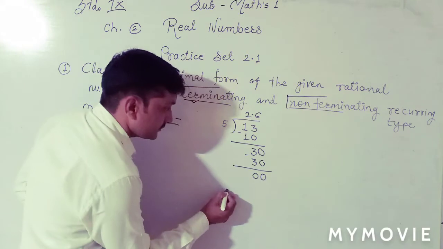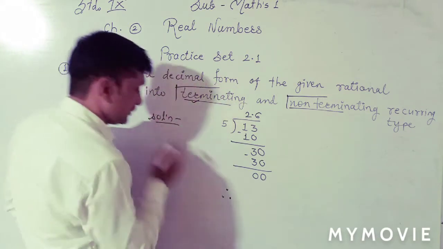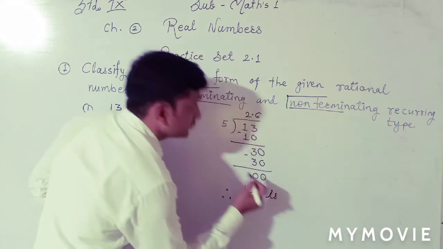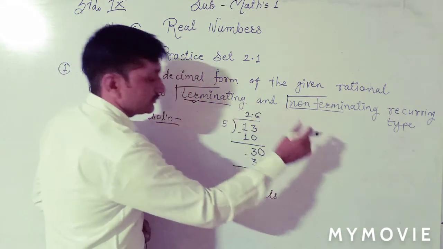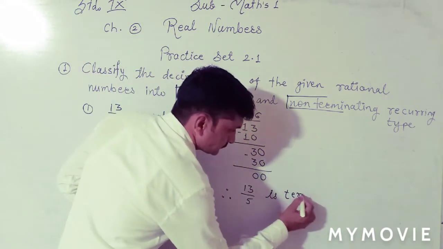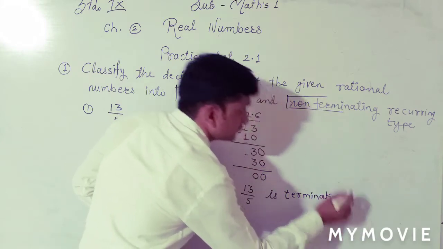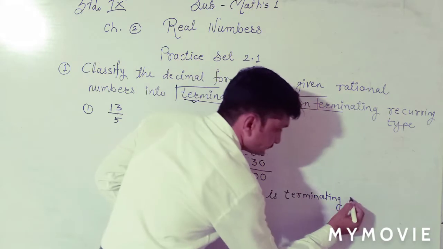Therefore we can write here: 13 upon 5 is a terminating rational number.